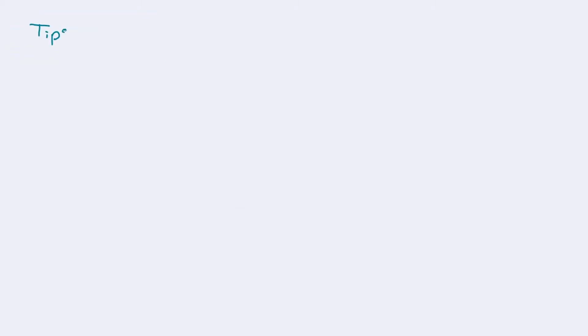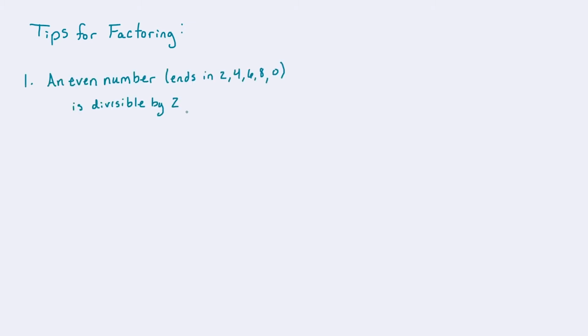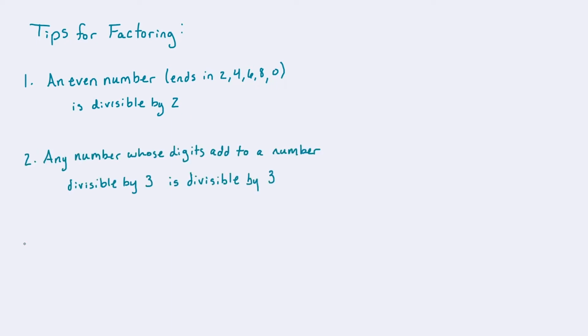Here are 3 tips that you should remember when trying to factor a large number. An even number, one that ends in 2, 4, 6, 8, or 0, is divisible by 2. A number whose digits add to a number divisible by 3 is divisible by 3. A number ending in 0 or 5 is divisible by 5.